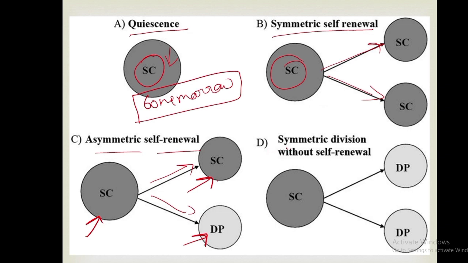In the fourth type of fate, asymmetrical division without cell renewal, a stem cell will generate two types of differentiated cells that can be used for multiple uses in a body. So whenever stem cells are present in our body, they will go into these four types of fates.